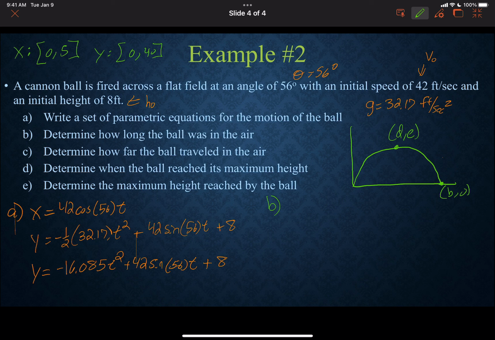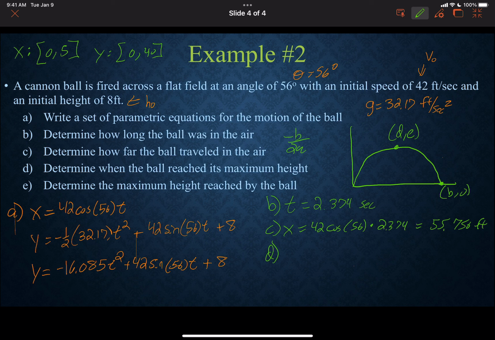So part B, when we find its intersect point, so using the calculator there, we're going to get our t value to be 2.374 seconds, which we then plug into our x equation, so 42 cosine of the 56 times that 2.374, that's going to give us 55.756 feet.